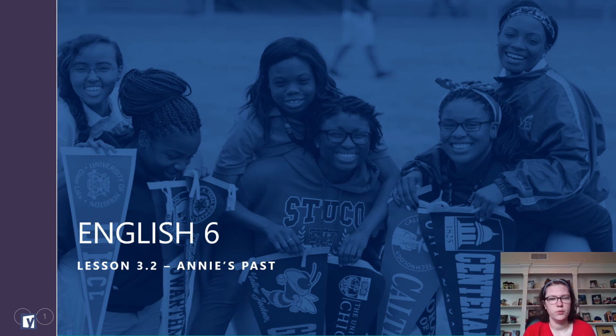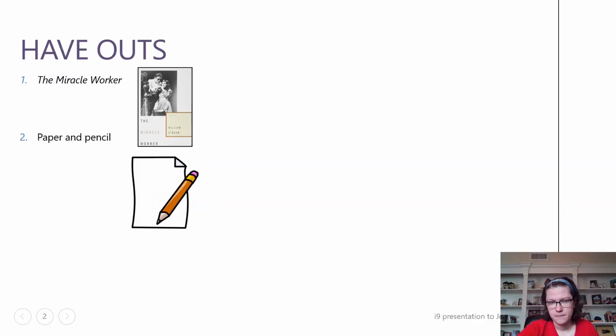Today we are going to work on English lesson 3.2, which is going to be focusing on Anne Sullivan, her past. And so we're going to be using both the Miracle Worker and a nonfiction article. So the things that you're going to need out today, you're going to need out the Miracle Worker, you're going to need out pencil and paper.